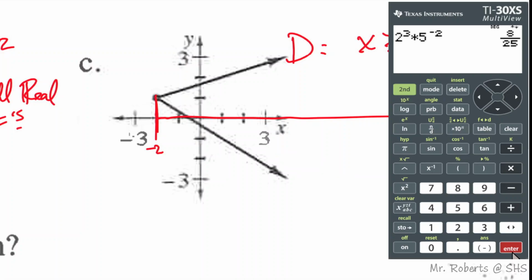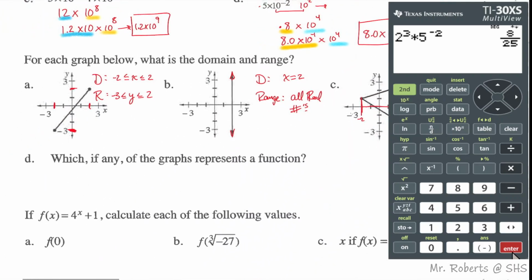And then the range, man, these arrows, right? Eventually they're going to hit everything. One of them is going to hit everything to the negatives, and one's going to hit everything to the positives. So I'd just say the range is going to be, again, all real numbers. All reals. And then it says, which, if any, of the graphs represents a function? Only one of them, right? Only one.